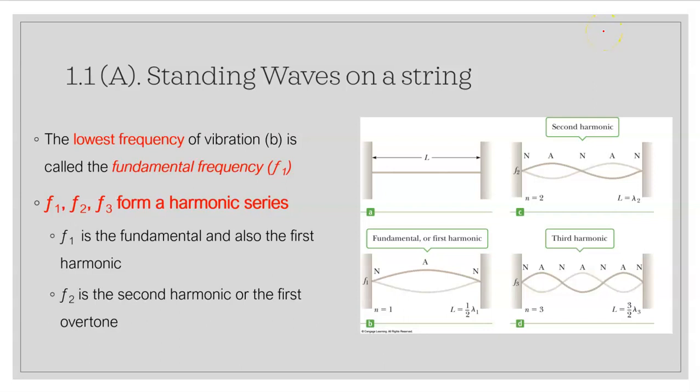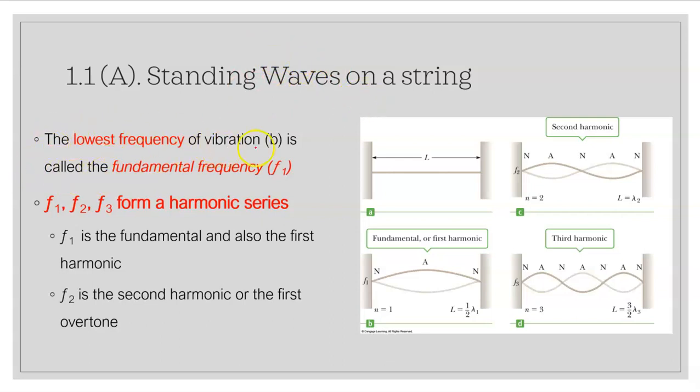Okay, we go to first standing wave yaitu standing wave on string. Standing wave on string ini biasanya pada instrumen yang mempunyai tali. Okay, yang mempunyai tali, for example, the biola, gitar, piano, okay, itu adalah the standing wave on a string.